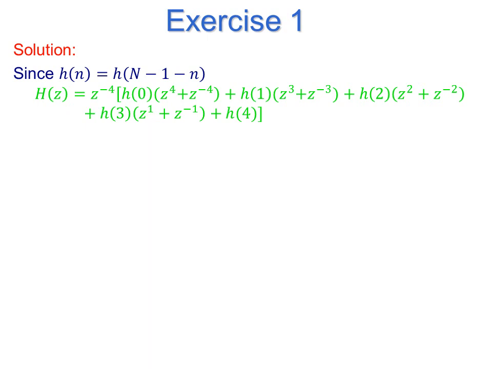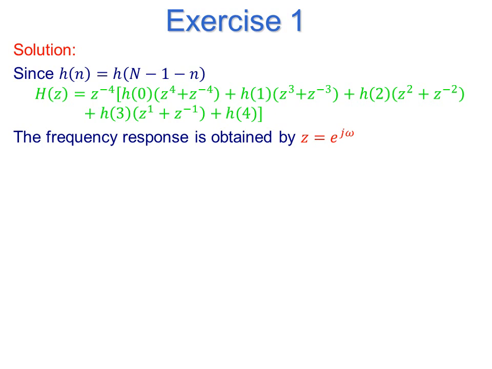Now why is this so? Because h(0) is equal to h(8). So we can take h(0) common, and we can rewrite H(z) is equal to z raised to minus 4 inside the bracket h(0) times z raised to 4 plus z raised to minus 4. Similarly, for the next terms, one can write h(1) into z raised to 3 plus z raised to minus 3 plus h(2) z raised to 2 plus z raised to minus 2 plus h(3) z raised to 1 plus z raised to minus 1 plus h(4).